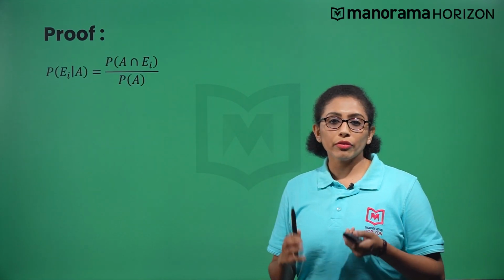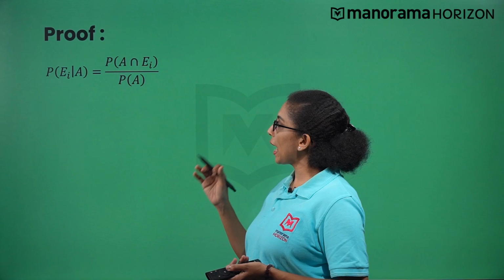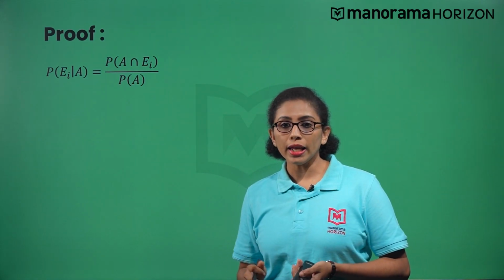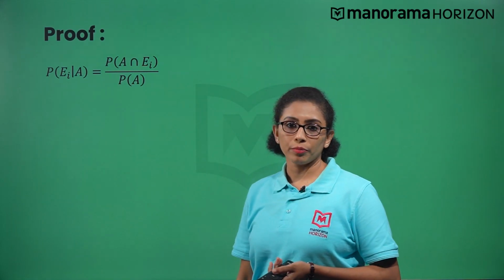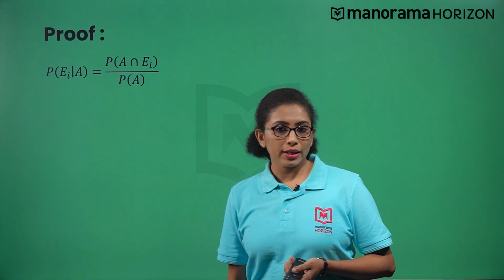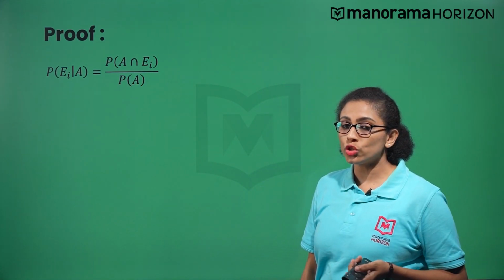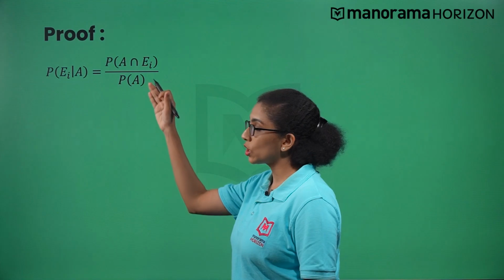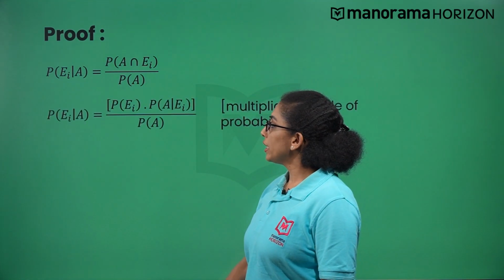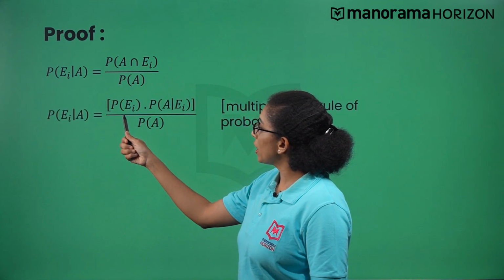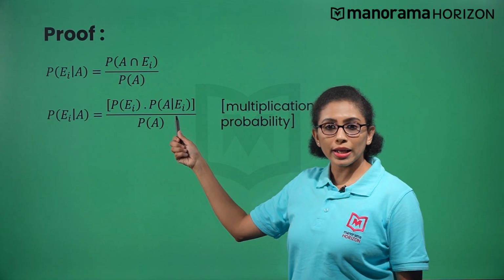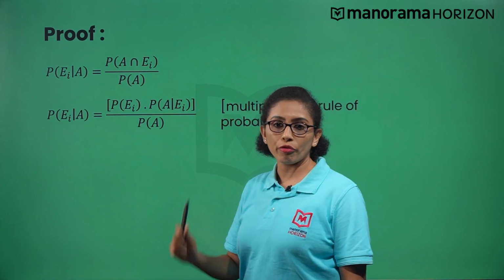P of Ei given A is equal to P of A intersection Ei, the whole divided by P of A. It is a conditional probability theorem. Now, by the multiplication rule of probability, we can write this equation as P of Ei given A is equal to P of Ei into P of A given Ei, the whole divided by P of A.